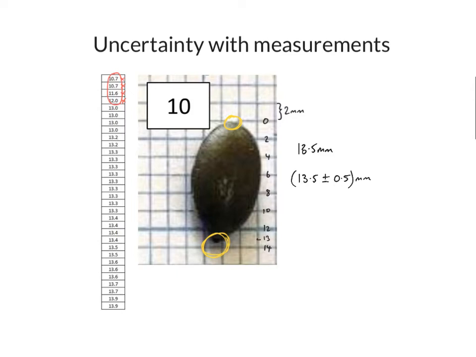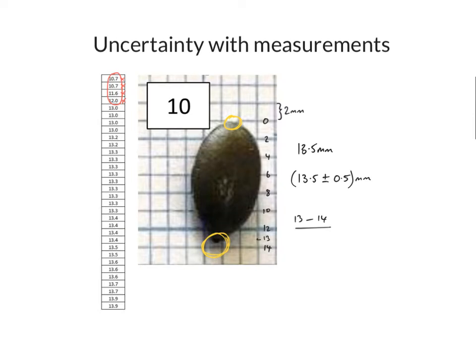So if I put anything between 13 and 14, I'm going to class that as, yeah, that's in the realms of error. And that's kind of what we got. They range from 13.0 to 13.9.